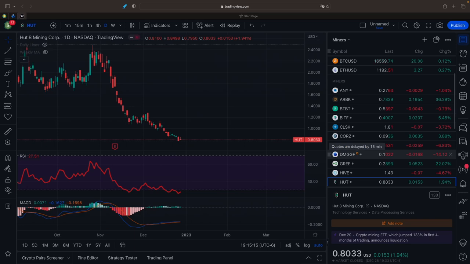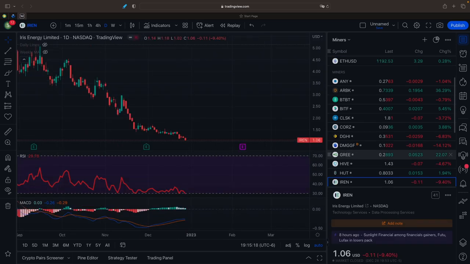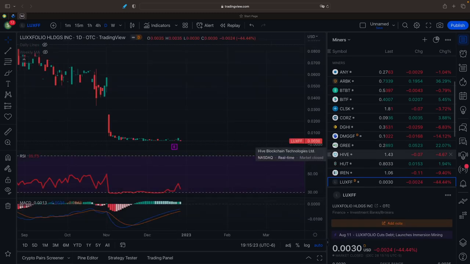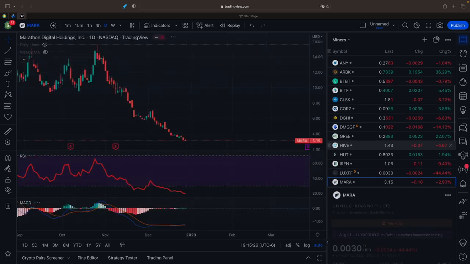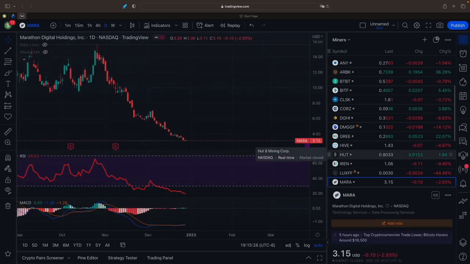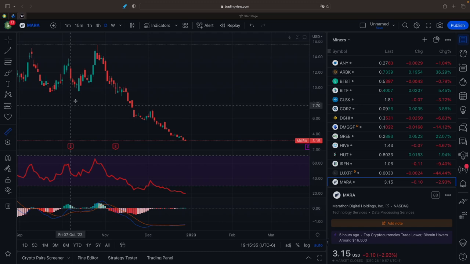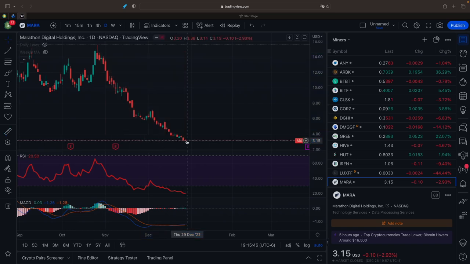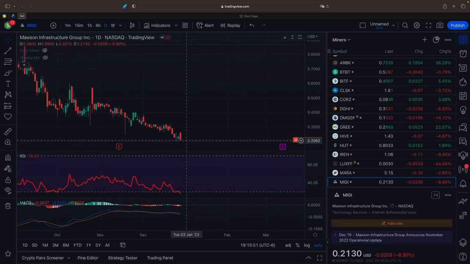Hut 8 was up 1.94% to 80 cents. Iris Energy was down 9.4% to $1.06. Lux folio was down 44% to 3/10 of a penny right now. Marathon was down 2.93% to $3.15. It's been a bad couple of weeks for Marathon. They have been falling down quite a bit here since October 22nd, if we just look at it, they have fallen down approximately 78%. So that is painful for all of those guys invested in Mara. And it's painful for everybody right now in the market that we're in.